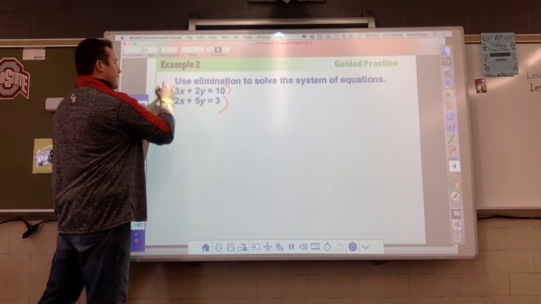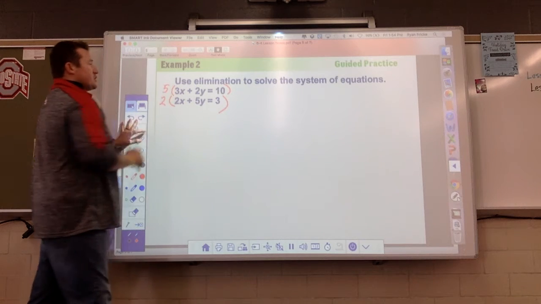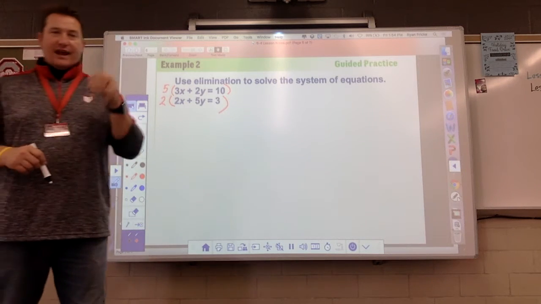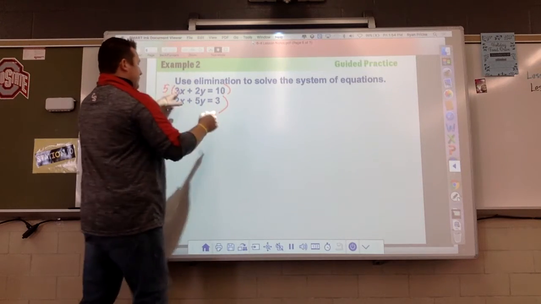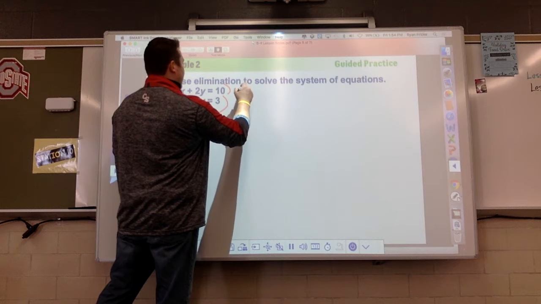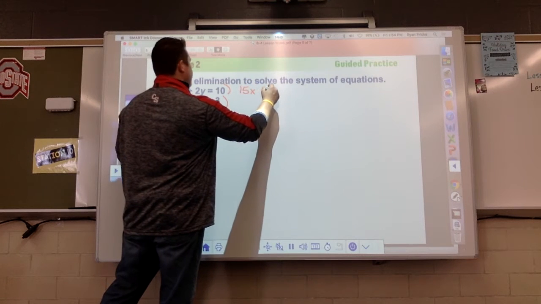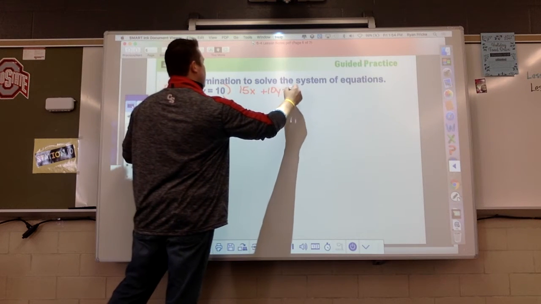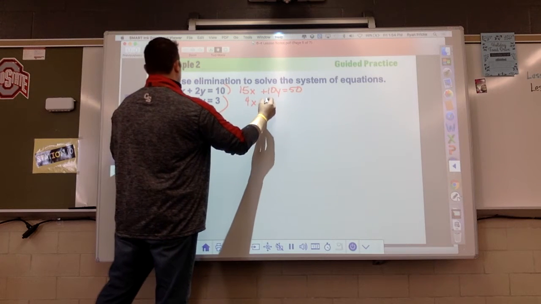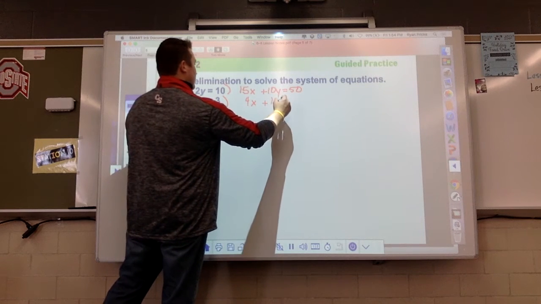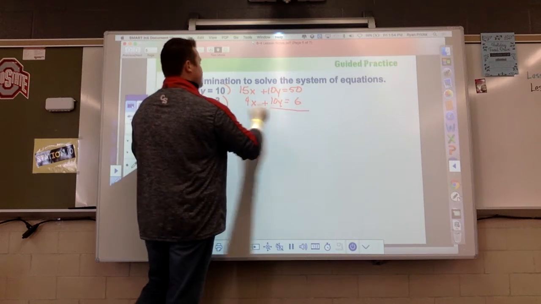So I'm going to multiply the top equation by 5, the bottom equation by 2. This will ensure that I am eliminating my y variables. Okay? Again, multiply all the way out. 15x plus 10y equals 50. And this is 4x plus 10y equals 6.